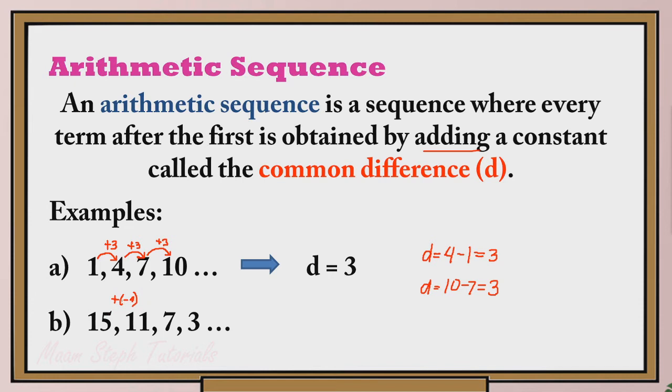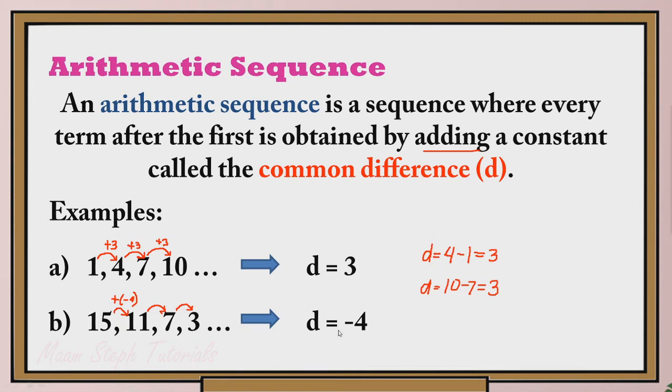So, 15 plus negative 4, ang mangyayari dito is magiging subtraction yung operation natin. So, instead na mag-add, we will subtract. So, 15 minus 4, that is equal to 11. And 11 minus 4, kaya naging 7. And 7 minus 4, kaya naging 3. So, the common difference for this arithmetic sequence is negative 4.